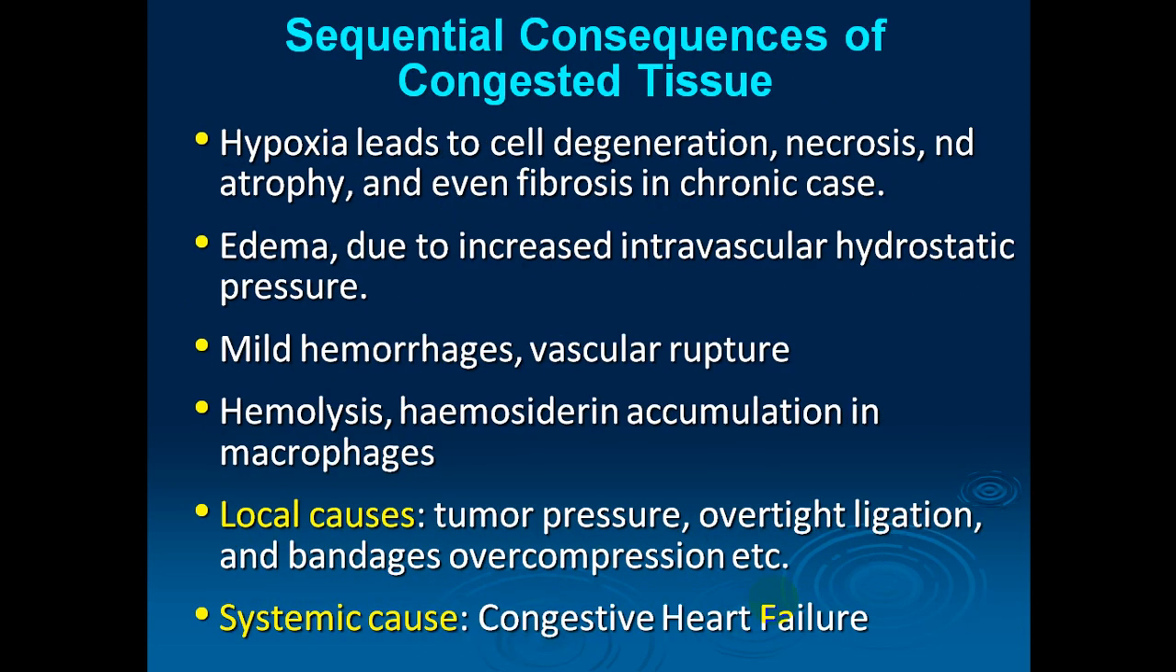So, what are the consequences of congested tissue? First, if there is congestion, because the blood is rich in carbon dioxide, congested tissue will usually lead to hypoxia of the cells, and hypoxia of the cells will cause cell degeneration, then continue to cell death or necrosis, and even atrophy of the cells.